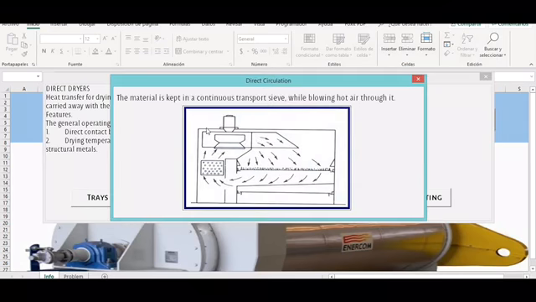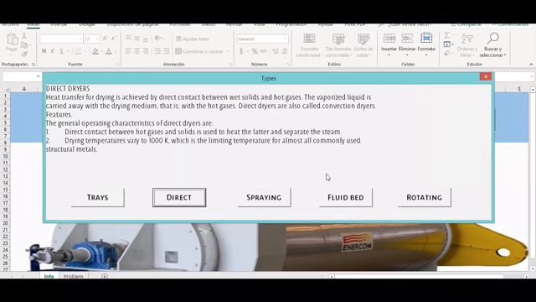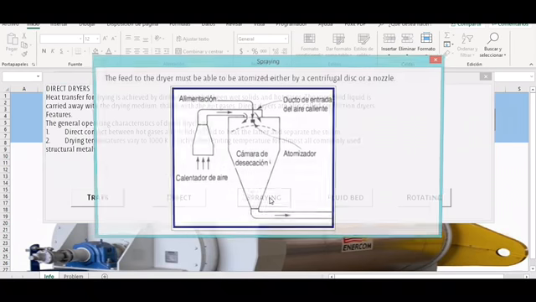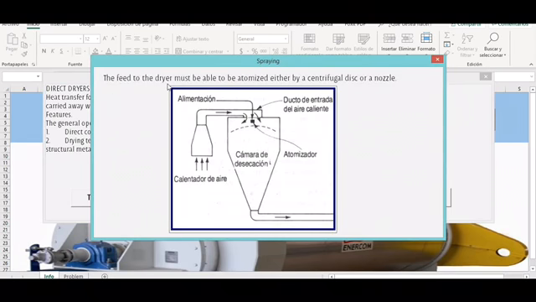The second one, the direct one, is pretty easy because you just keep a continuous transfer sieve and you blow hot air through it. So you just warm your air here and you just blow it over. So the third one is spraying, and these must be atomized by this equipment. So you heat it and then you atomize.